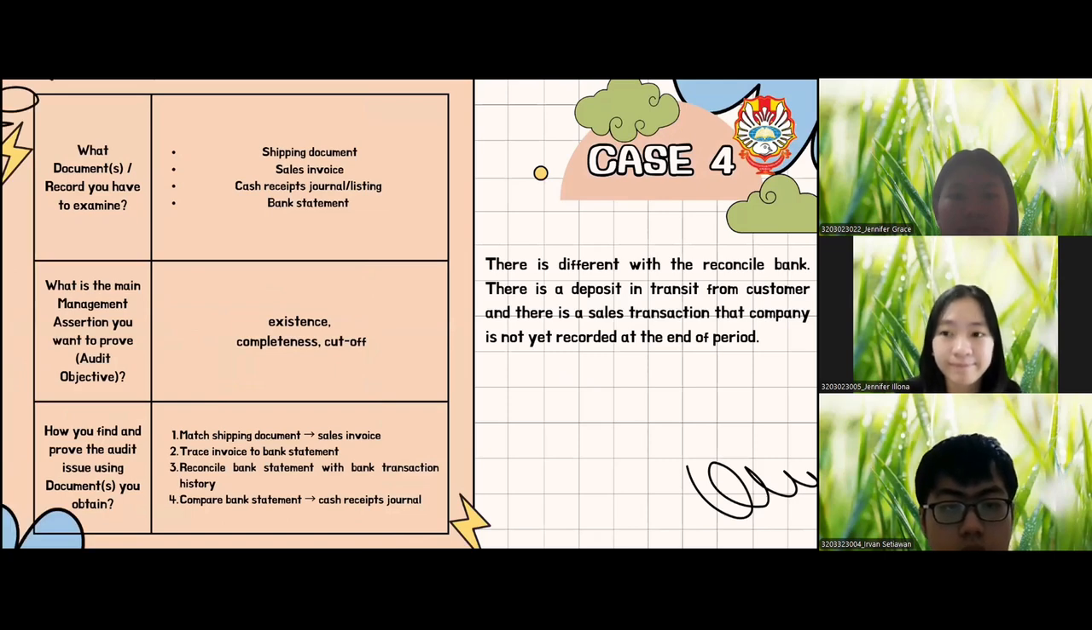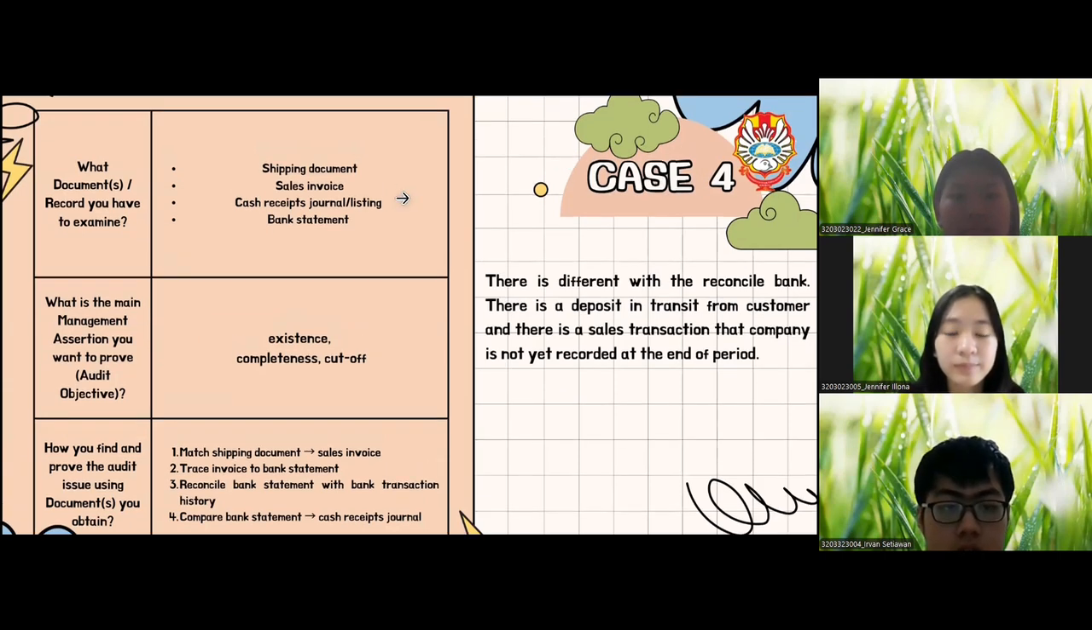There are several documents we need to examine to perform the audit. First is the shipping documents, second, sales invoices, third, cash receipts journal or listing, and fourth, the bank statement. The audit assertions we want to prove are existence, completeness, and cut-off, where it assesses the existence of the transaction, completeness of the transaction, and cut-off, which is whether the accounts receivable is correct or not.